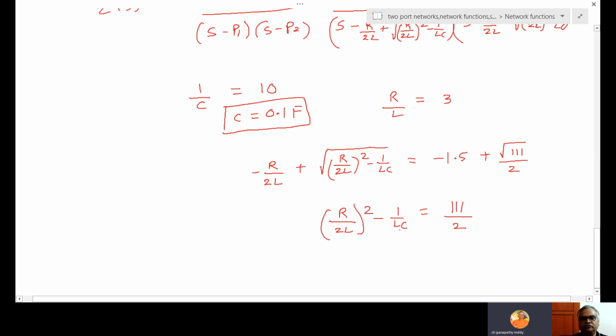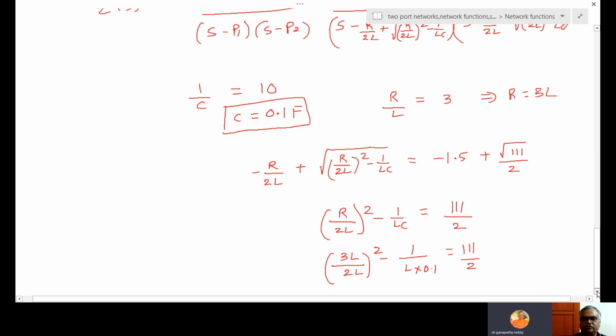So in this, c value is known. Two unknowns, two equations. Here c is known, so r value, l value. So from this, r equal to 3l. So here r equal to 3l, 3l by 2l square minus 1 by l into c, which is 0.1, equal to triple 1 by 2.